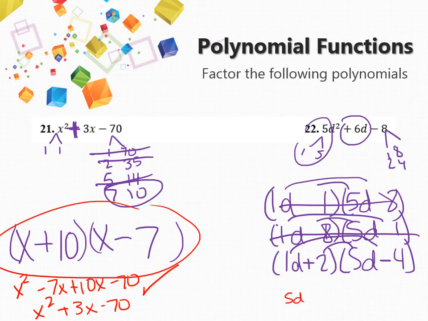Multiply 5d squared minus 4d plus 10d minus 8. Combine those, yes, positive 6. I'm happy with my answer. Show some work, you guys. We want to see that you're authentically understanding this work.